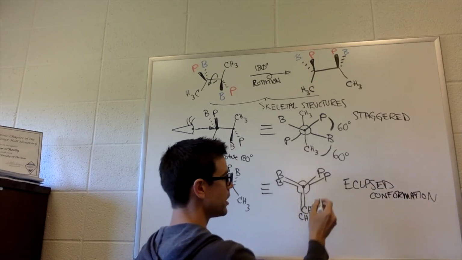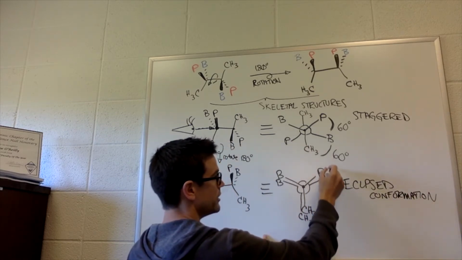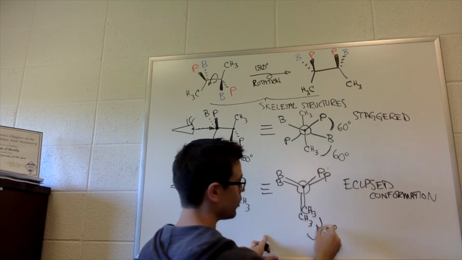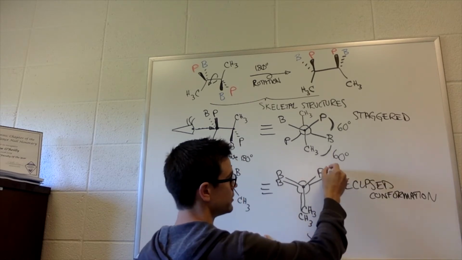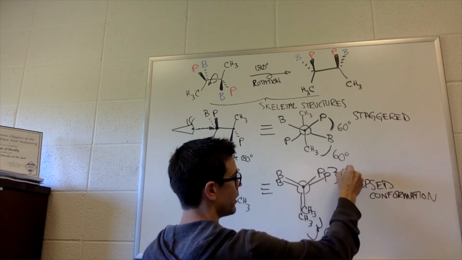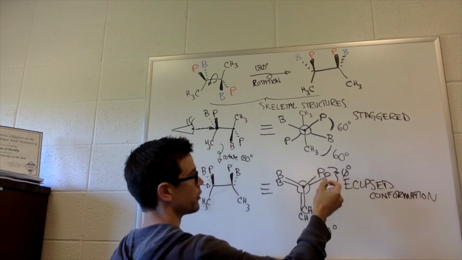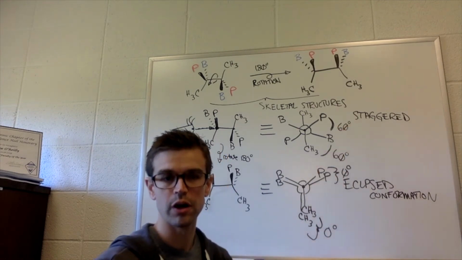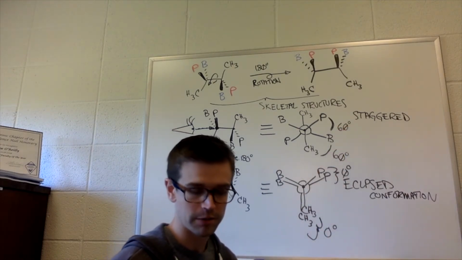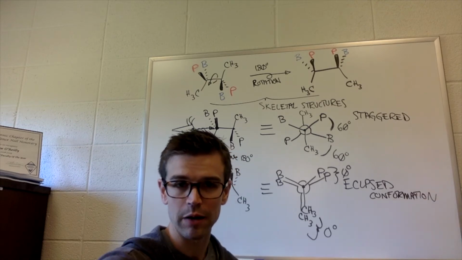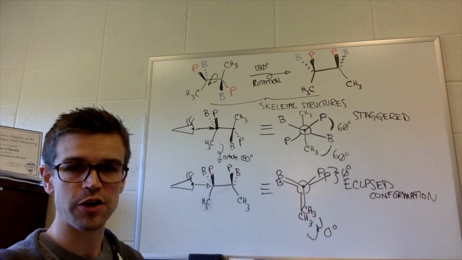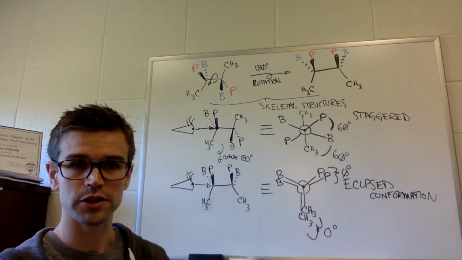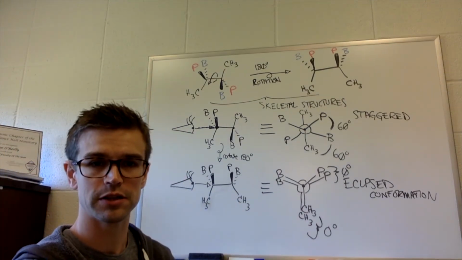And in the eclipse conformation, there is a 0-degree angle between those two CH3 groups. There's a 0-degree angle between those two pink groups. Versus in the staggered, again, it's a 60-degree angle between all of those different groups. So I'm going to be back with you again in a moment, but make sure you can understand how we took these skeletal structures and converted them into the Newman projections.